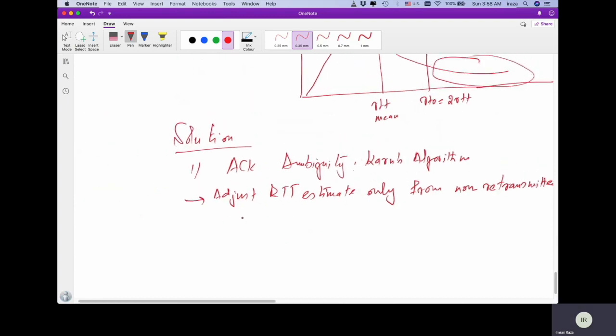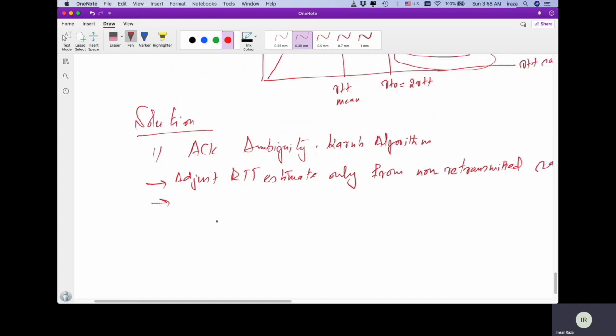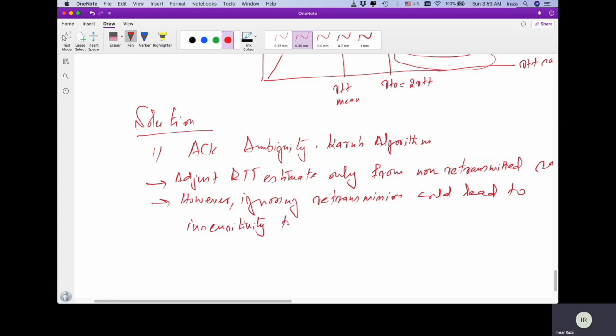Okay, but there is another consideration that we need to make here. If we do not take retransmissions into consideration, this could lead to insensitivity to long delays. So the problem with only considering this is that ignoring retransmissions could lead to insensitivity to long delays.